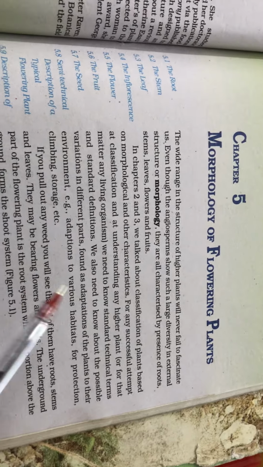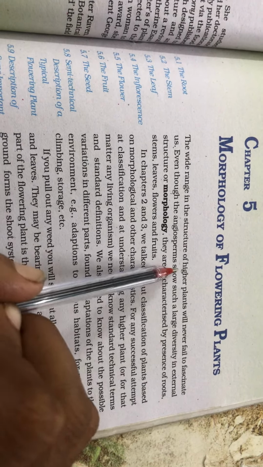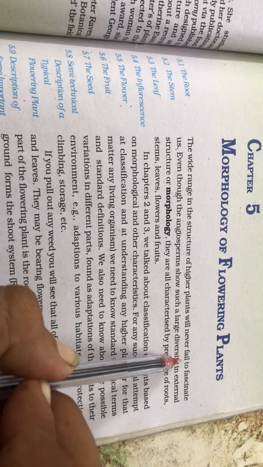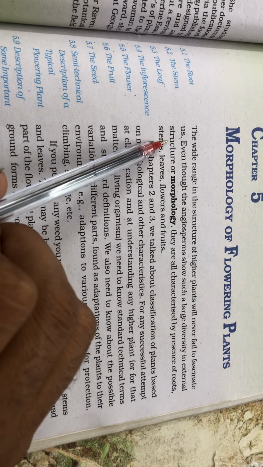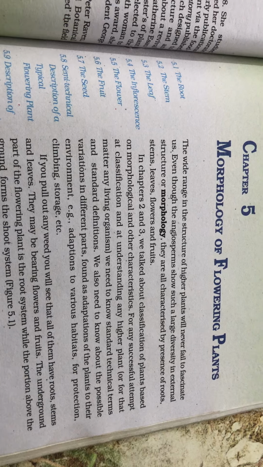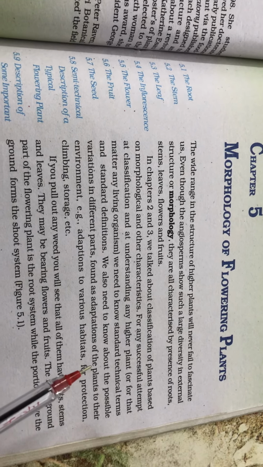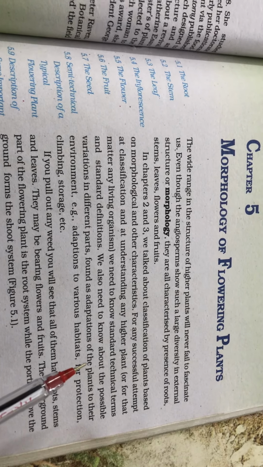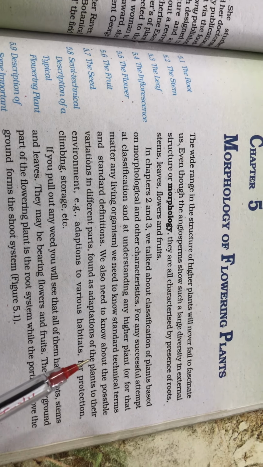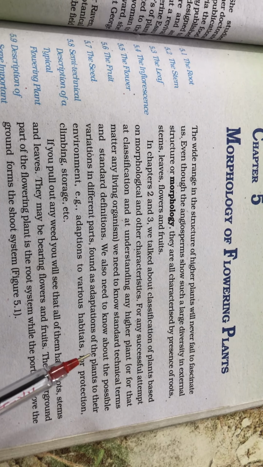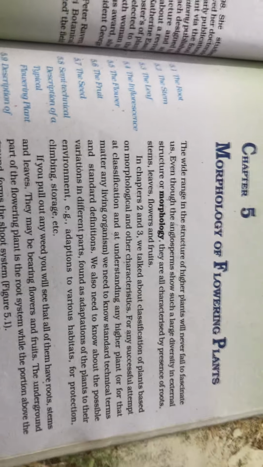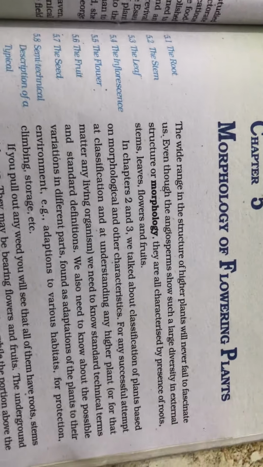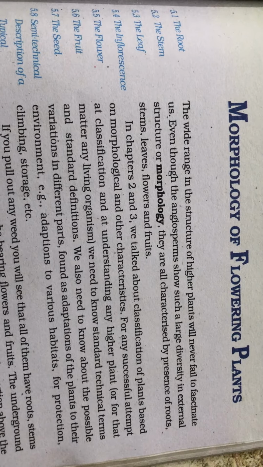Let us start. The wide range in the structure of the higher plants will never fail to fascinate us. It means there are a number of plants, wide varieties of plants. Even though the angiosperms show such a large diversity in external structure or morphology, they all are characterized by the presence of root, stem, leaves, flower and fruit. It means each and every plant possesses root, stem, flower, leaves and fruit.